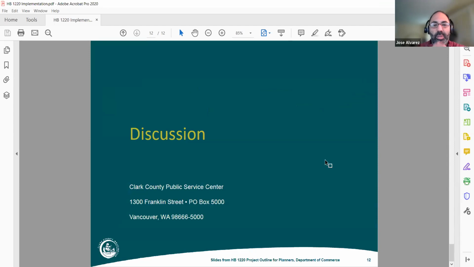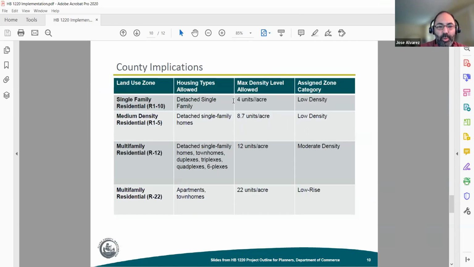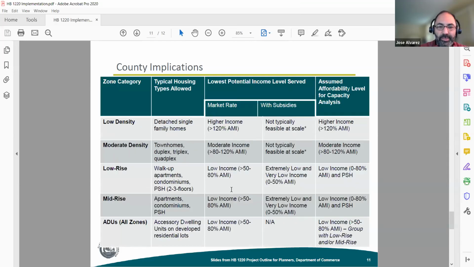Let's see, so go back here. So in terms of the low income housing types, that would really fit into the higher multifamily residential, the R22, R18 probably, and some of the R12 categories.